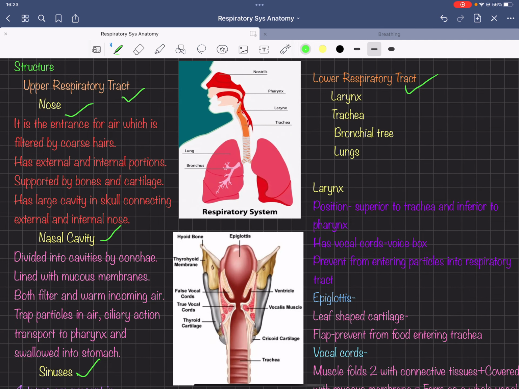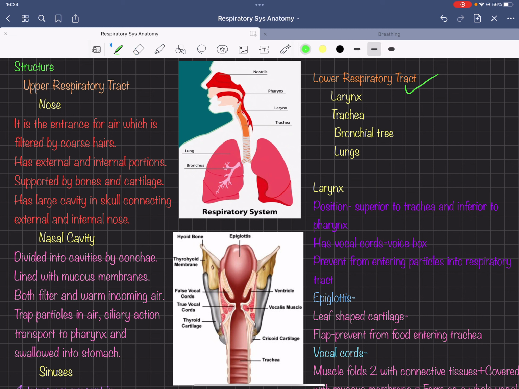The nose is one of the most external entrances through which air enters our respiratory system. It is lined with coarse hairs which help to trap large particles from entering into our lungs. It is divided into external and internal portions and supported with the help of bones and cartilage. It has a large cavity within the skull which helps to connect the external nose with the internal nose. So this is about the nose, which is one of the most external parts of the respiratory tract.